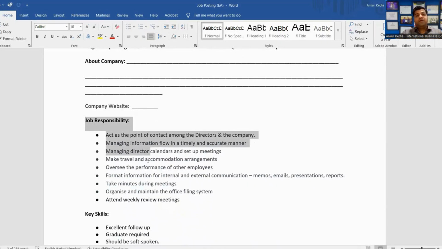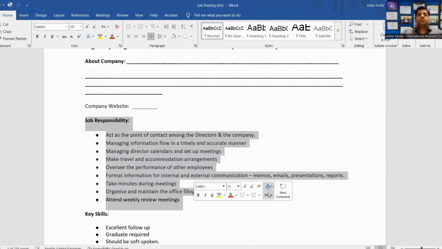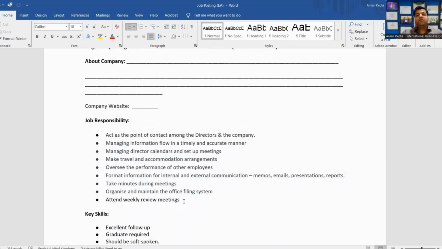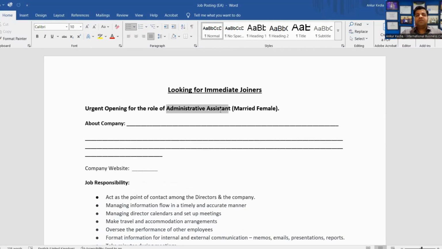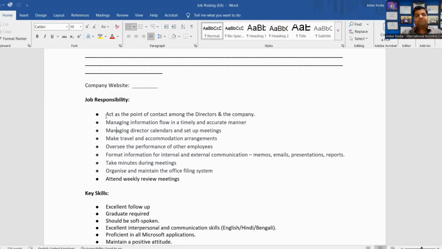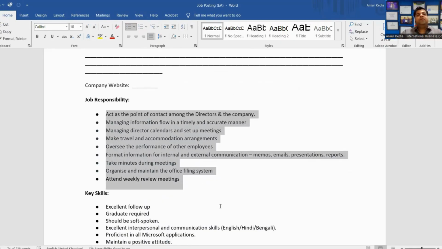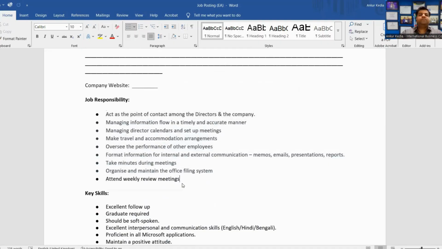Then comes the most important part, which is about the job responsibilities. What exactly do you expect the team members to do? That is something that you should write about. Here, as the example we are taking is administrative assistant, the responsibilities that we have written are: act as the point of contact among the directors and the company, managing information flow in a timely and accurate manner, managing the director's calendar and setting up meetings, making travel accommodations and arrangements, overseeing the performance of other employees. These are a few job responsibilities of the administrative assistant.